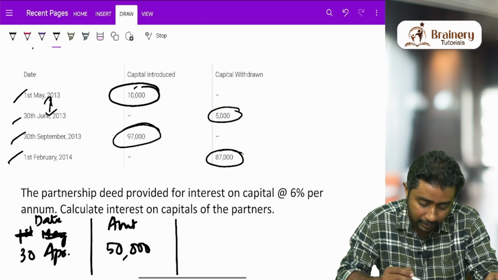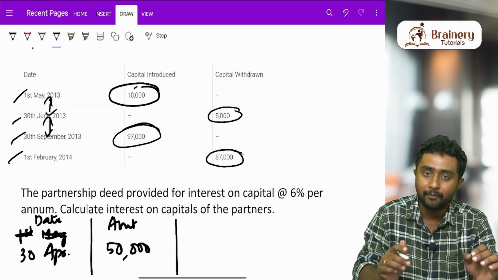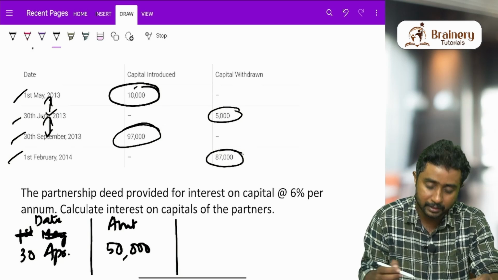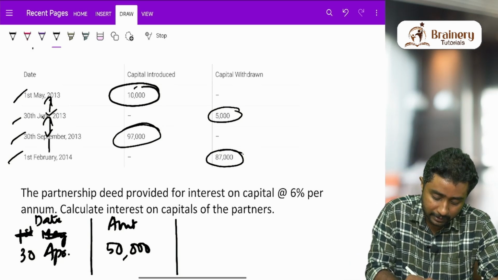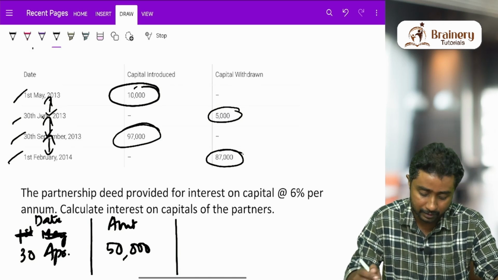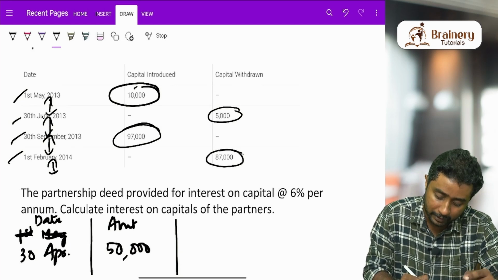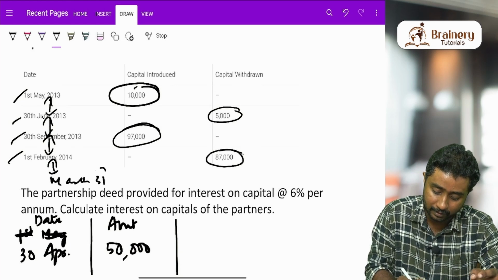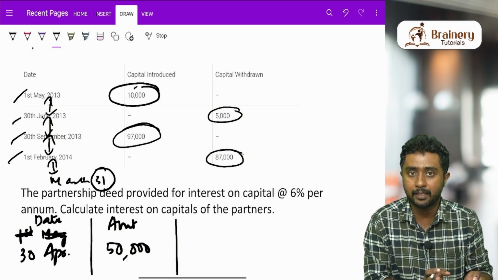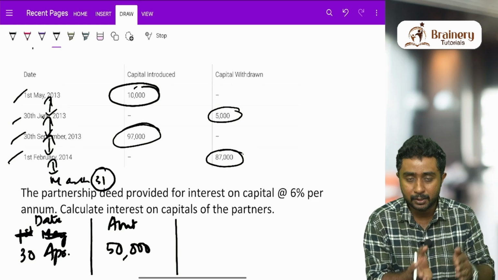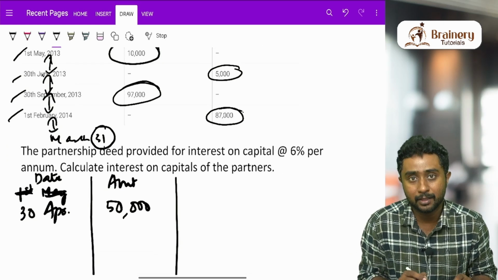Between 1st May and 30th June, we have to calculate interest again. Then after 30th June till 30th September, we have the same amount. So between these two dates, we have to calculate interest again. Again between 30th September and 1st February, we have to calculate interest. And from 1st February to March 31st, again we have to calculate interest. Hope you are getting the logic why we are doing it like this. So just before every change in capital of Sohan, we have to calculate the interest up to that date. Here the first change happens on 1st May 2013.